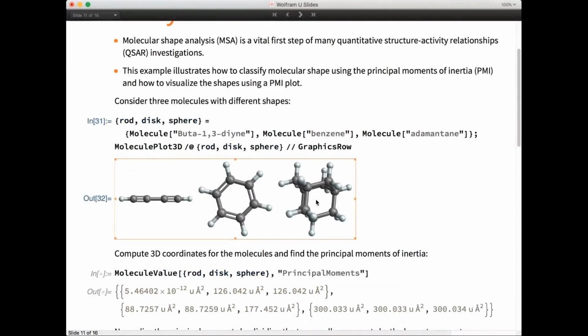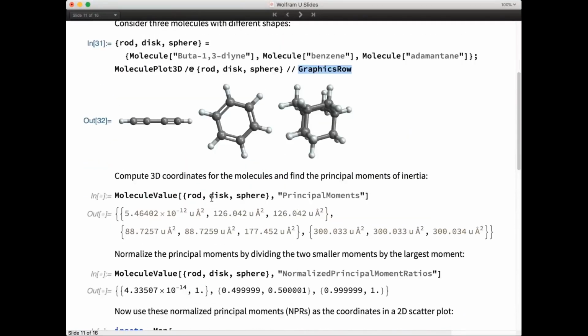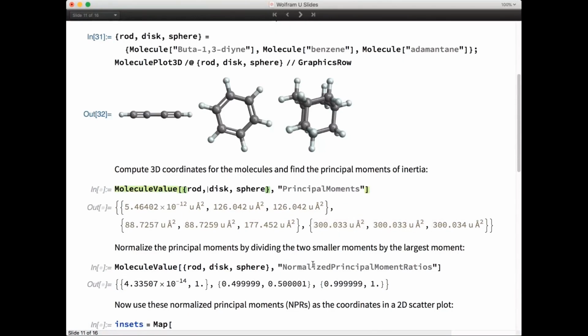We'll have these 3D plots. But I've set them in a graphic row, so that's why I can't move it at the moment. But okay, if we were to look at the principal moments for these guys, then for the rod, you see that the first is basically 0, followed by 2 identical principal moments, and then the disk will have 2 small and then a third one larger, and then the sphere has basically 3 identical. Obviously a true sphere would have 3 identical principal moments, but this is only an approximation thereof.